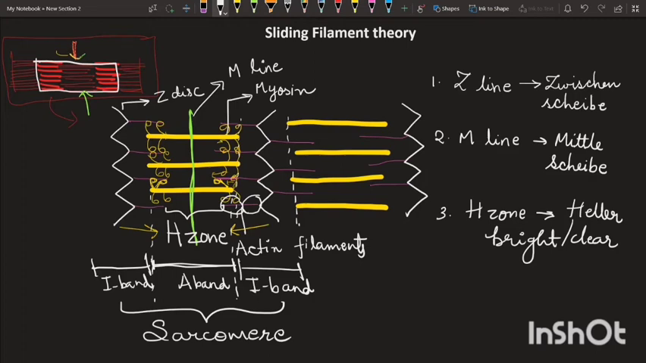So isotropic and anisotropic. Okay, now the most important part which we have to see over here is what happens when the muscle actually contracts.